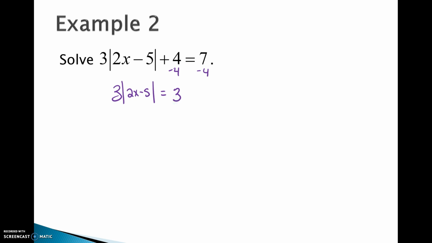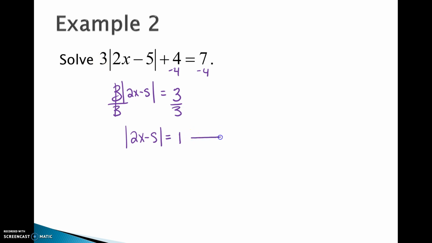If we can't distribute, how do we get rid of this 3 times the absolute value? Divide both sides by 3. Absolute value of 2x minus 5 equals 1. So your first goal with absolute value equations is to get the absolute value bars by themselves. If there's anything added or subtracted after the absolute value bars, you need to get rid of that first. If there's anything multiplied in front of the absolute value bars, you need to get rid of that. Get those absolute value bars by themselves.